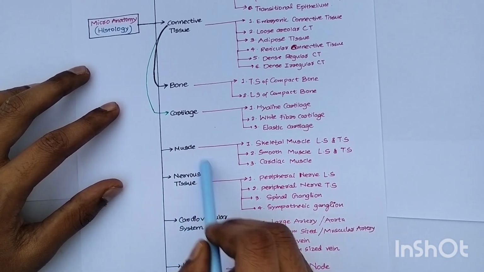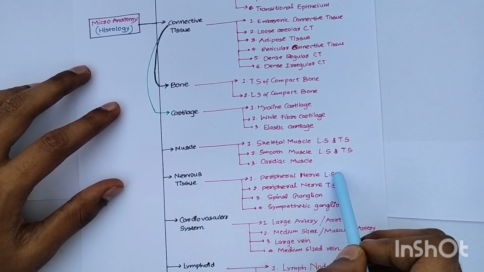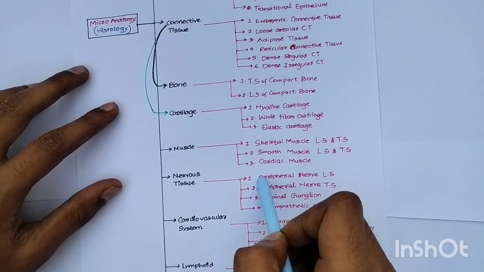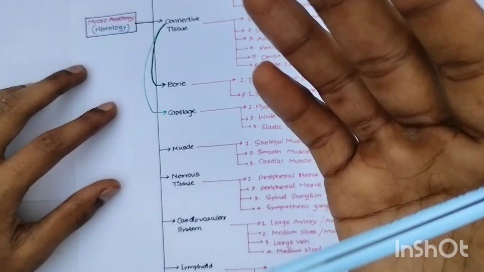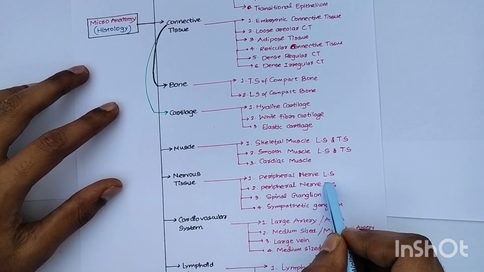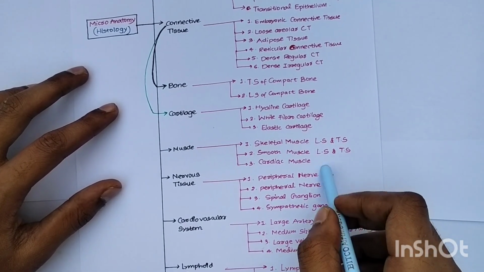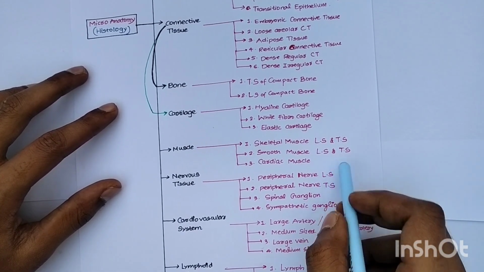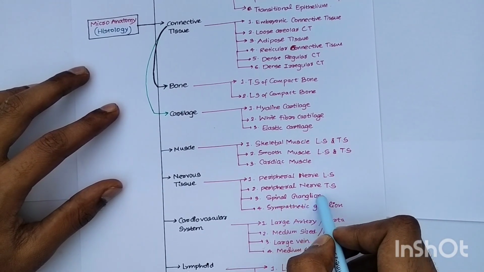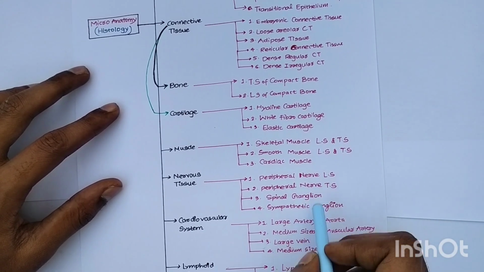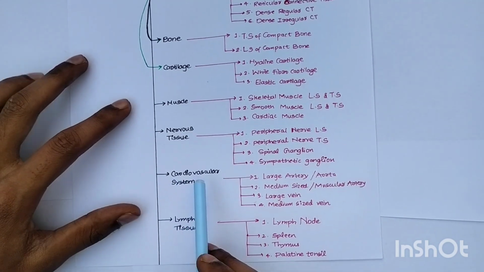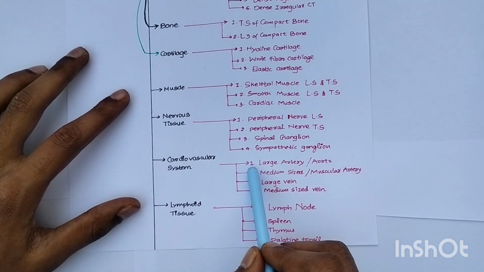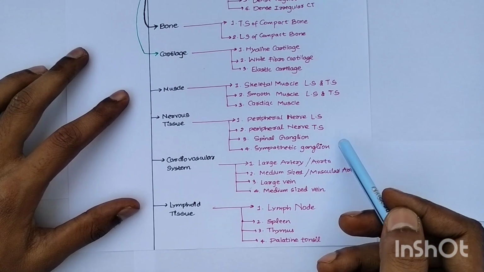And the nervous tissue, this is very important, like how a longitudinal section of a peripheral nerve will look, what its significance is, what axons are, we'll get to know everything. Peripheral nerve in transverse section, different views, transverse and longitudinal. The spinal ganglion, how the axons and cell bodies are arranged, we'll get to know. Sympathetic ganglion.